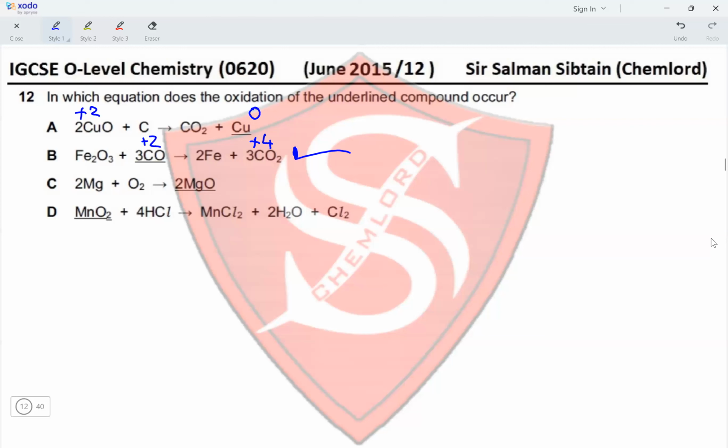Next, we've got magnesium as elemental magnesium on the reactant side and having a +2 charge on the product side. So Mg is oxidized to MgO. MgO is not oxidized. In the last one, MnO2, the manganese will have a charge of +4, and on the product side, it will have a charge of +2. So +4 to +2 is reduction and not oxidation. Therefore, the correct option for this question is option B.